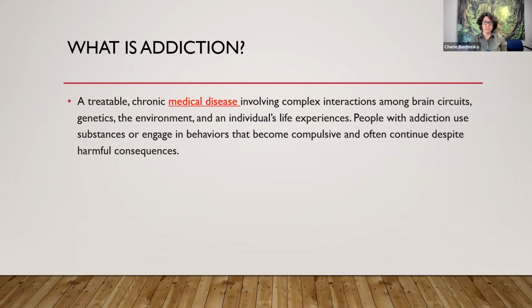So it's complex interactions among brain circuits, genetics, the environment, and the individual's life experiences. People with addiction use substances or engage in behaviors that become compulsive and often continue despite harmful consequences. And generally, there's the approach of the 3 R's and the 3 C's. If they're all present, then there's probably an addiction. The R would be repeated use, positive reinforcement. The person gets some reinforcement out of the issue and the addiction. And then they're using despite negative repercussions.